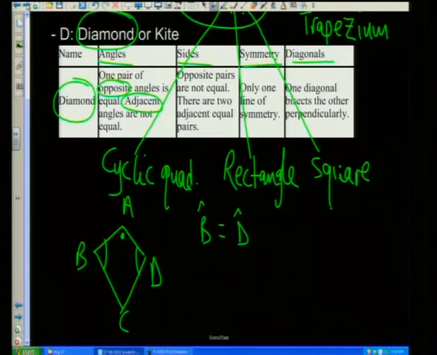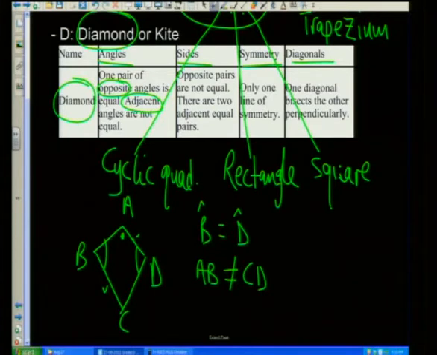Talking about sides now. Opposite pairs are not equal. In other words, if I look at AB and CD, I can make a statement that they are not equal. And also AD is not equal to BC. Okay, maybe I must write that. AD is also not equal to BC. So that's about opposite pairs not being equal.